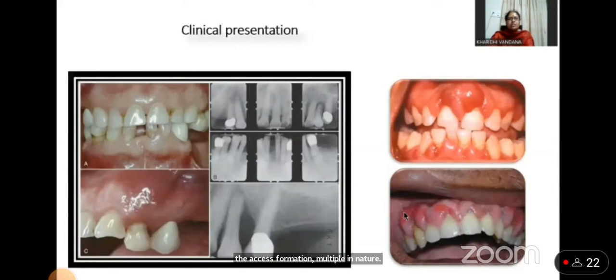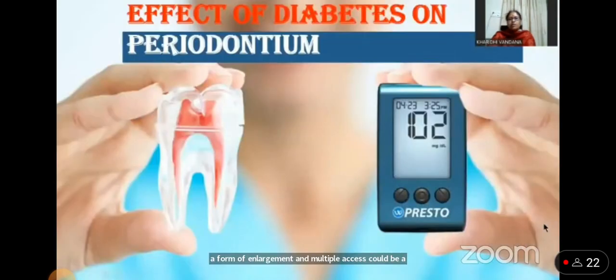Now, the clinical presentations of this condition, diabetes-associated periodontitis. We generally have periodontal bone loss much higher than in non-diabetic patients, and changes in gingival inflammation in the form of enlargement, and multiple abscesses can be appreciated. The effect of diabetes on the periodontium can be appreciated in further slides.